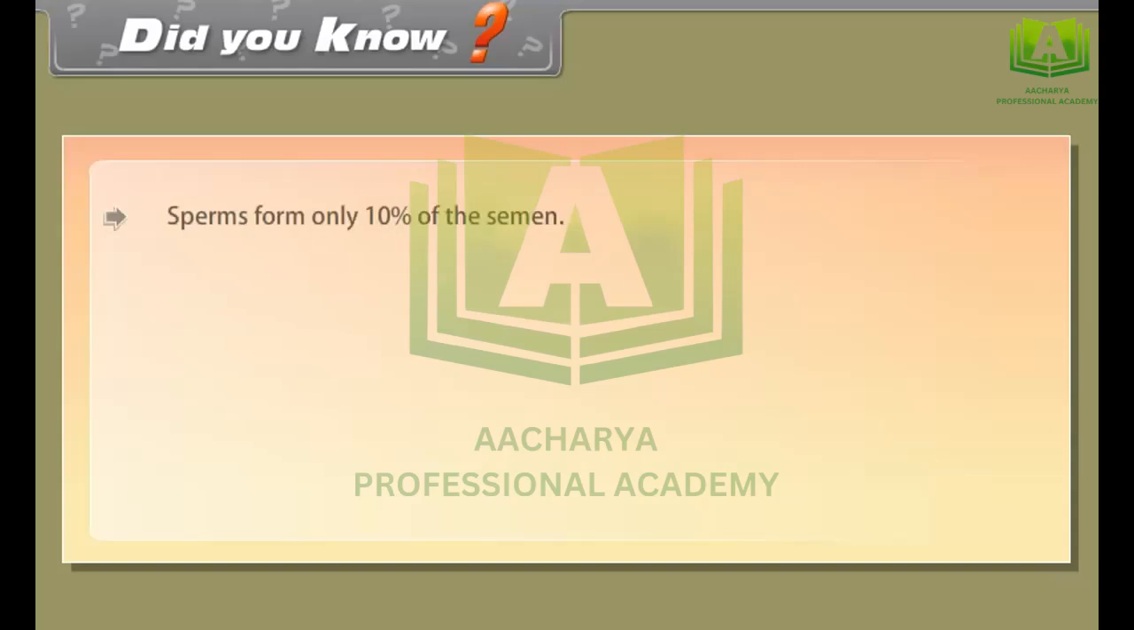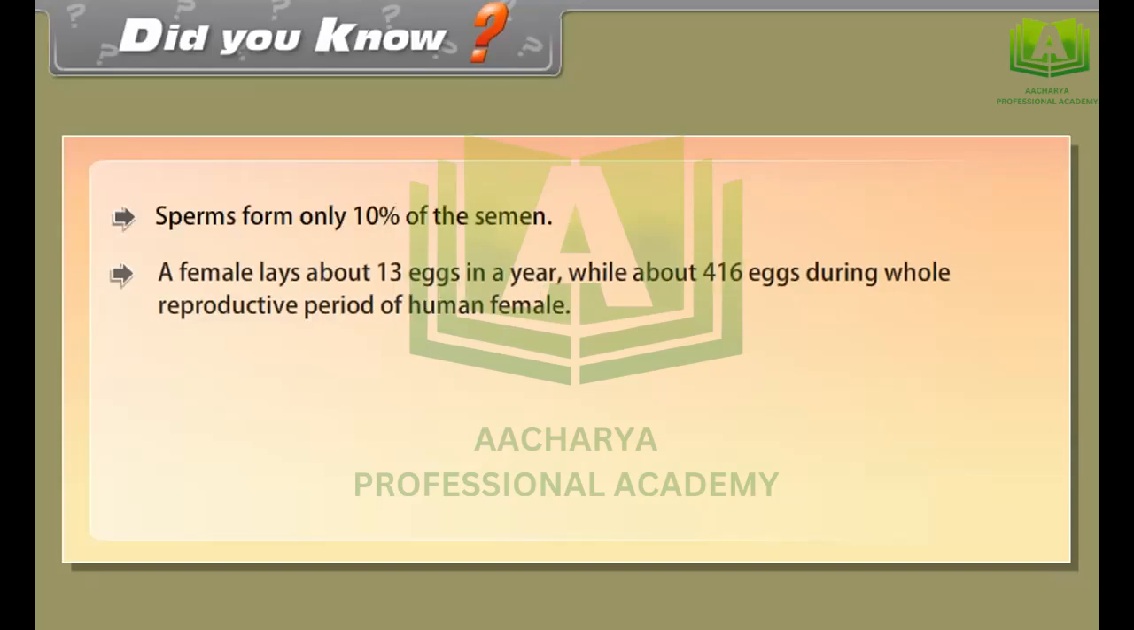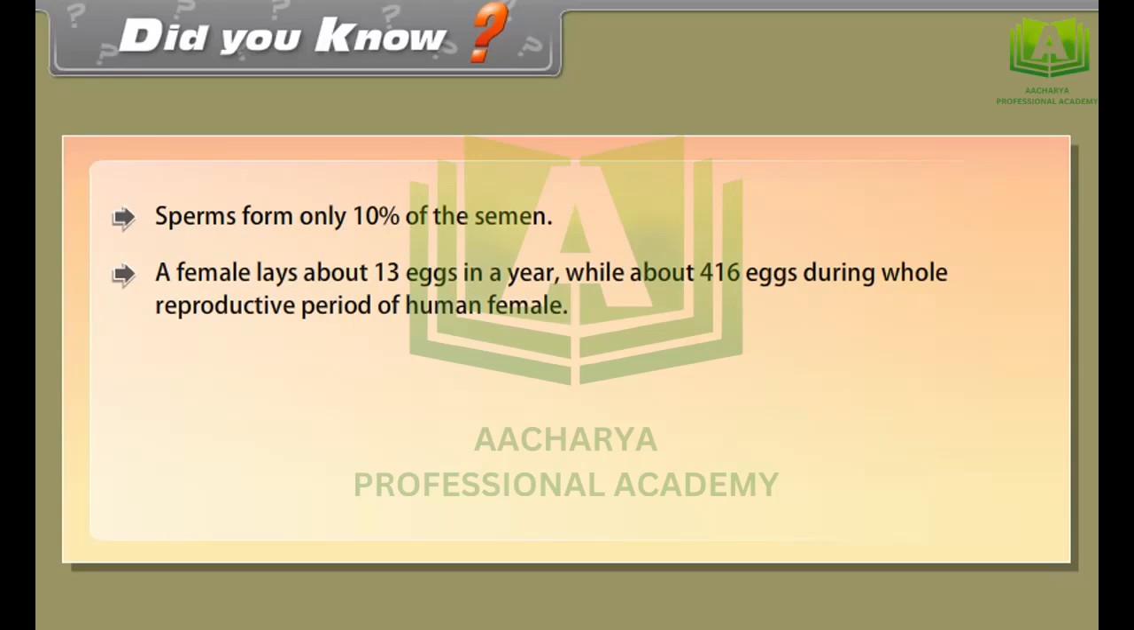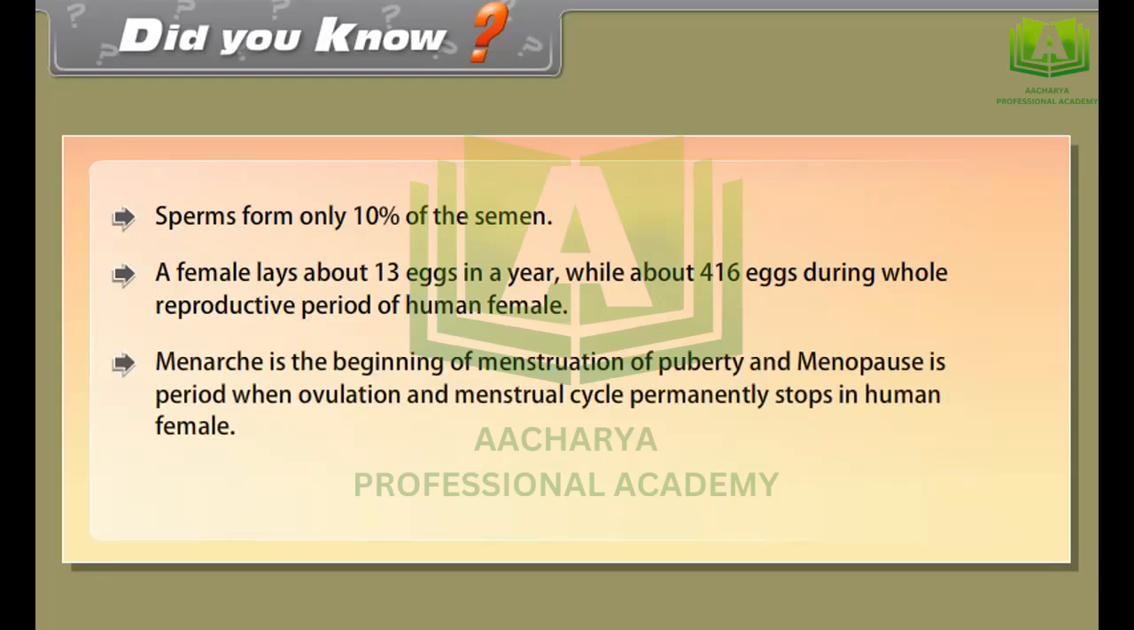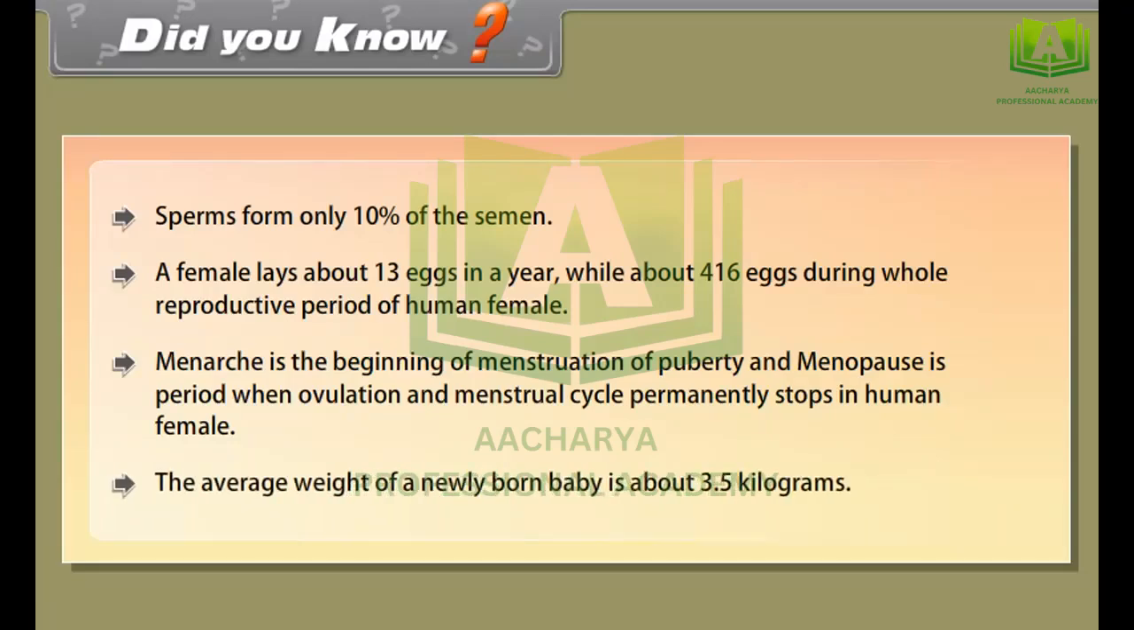Did you know sperms form only 10% of the semen? A female lays about 13 eggs in a year, while about 416 eggs during the whole reproductive period of human female. Menarche is the beginning of menstruation at puberty, and menopause is the period when ovulation and menstrual cycle permanently stops in human female. The average weight of a newly born baby is about 3.5 kilograms.